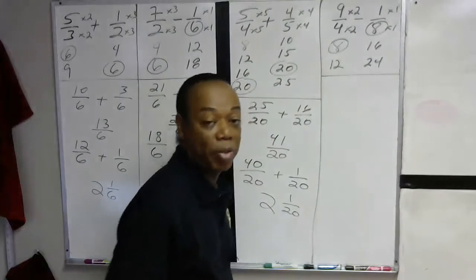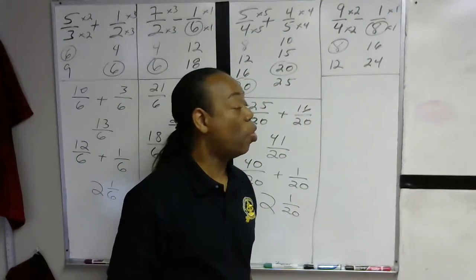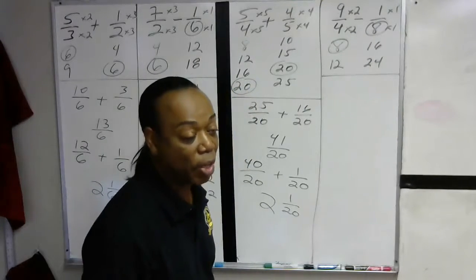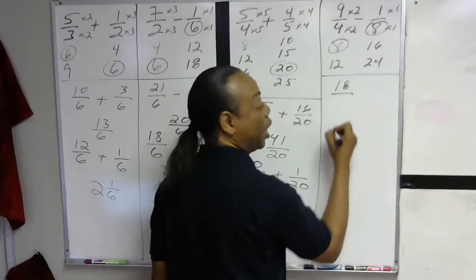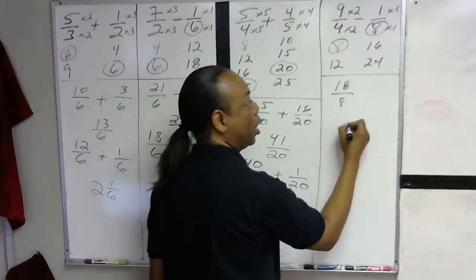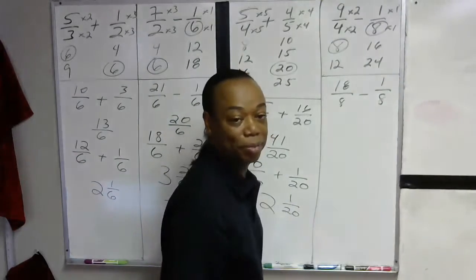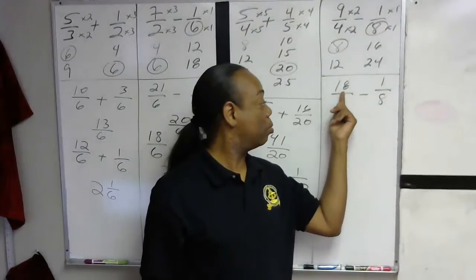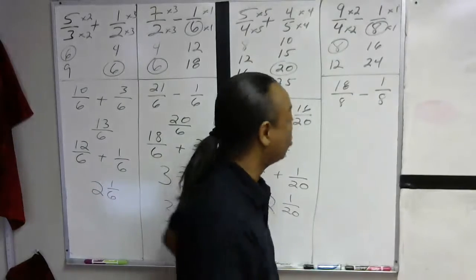All right, let's put all these together. 9 times 2, 4 times 2, 1 times 1, and 8 times 1. The answers are 18, 8, 1, and 8. Okay, so what we'll do is I'm going to subtract. 18 minus 1 will give us 17.